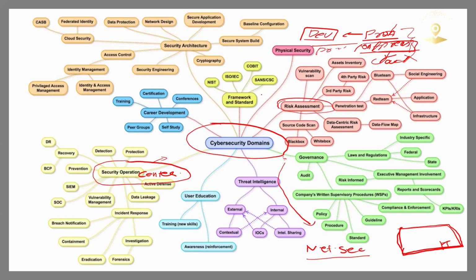So we have a lot of domains here and there. There is one more domain called identity and access management. Yesterday, Naveen was talking about this field. For privileged access management, we have CyberArk. This is a tool, guys. These are the market-leading tools, CyberArk. For identity and access management, we have Okta.